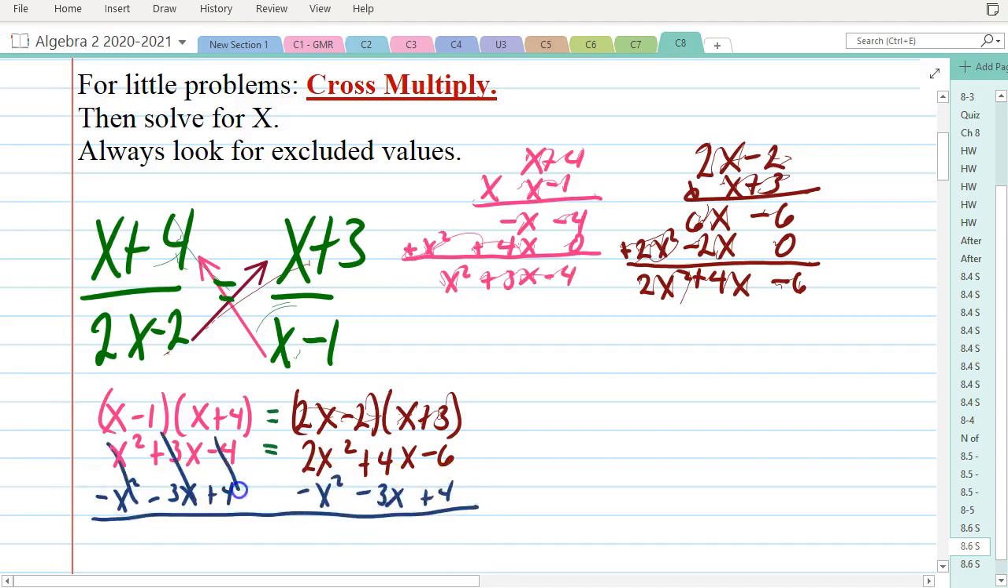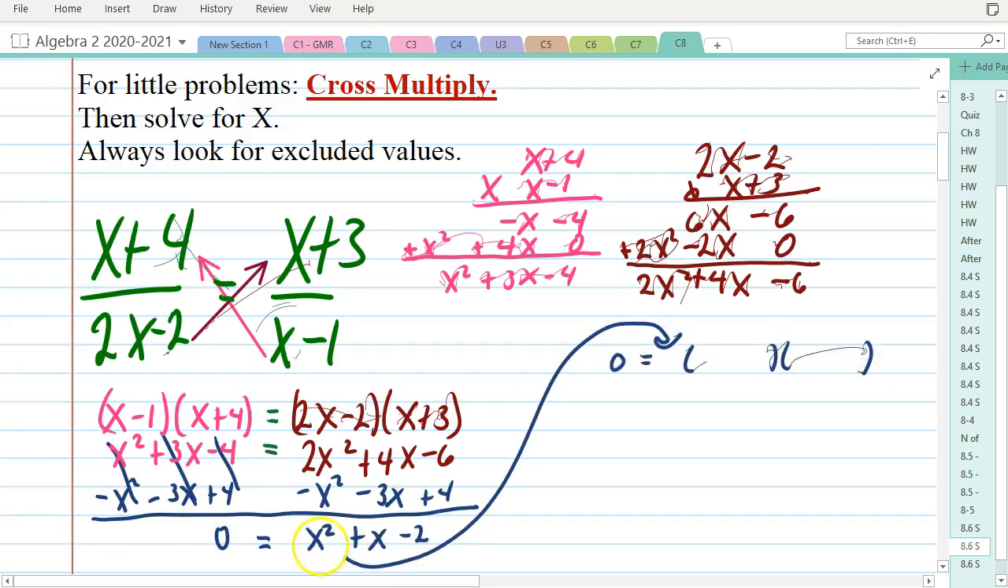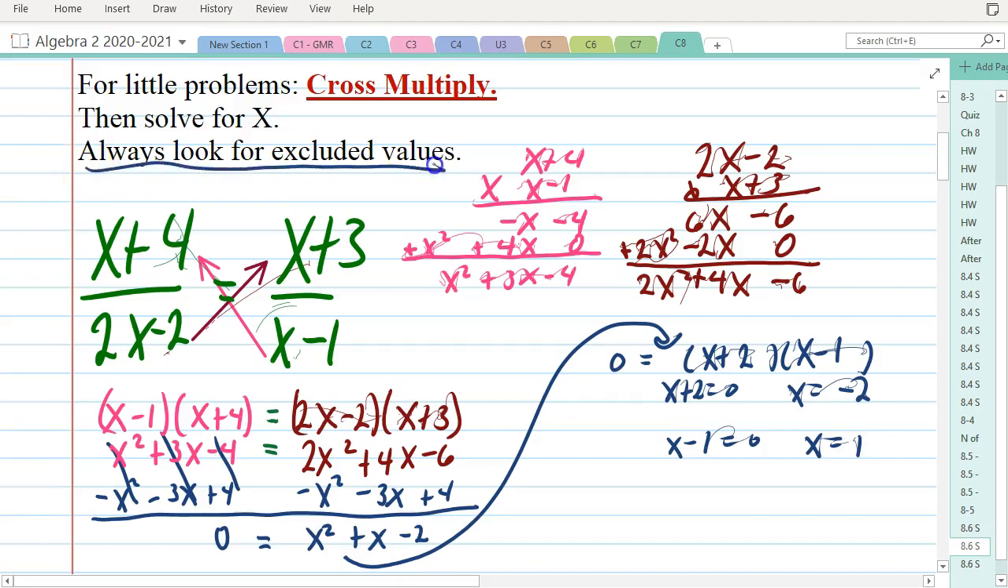At this point, I'm going to try to solve by factoring. And I know the factors of x squared plus x minus 2 is simply going to be x plus 2 and x minus 1. Now, if you wrote these two down as your answer, you just got the problem wrong, because don't forget that last step. Always look for excluded values.